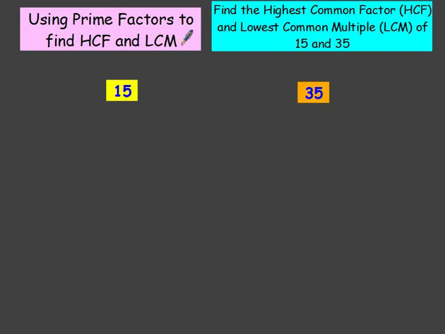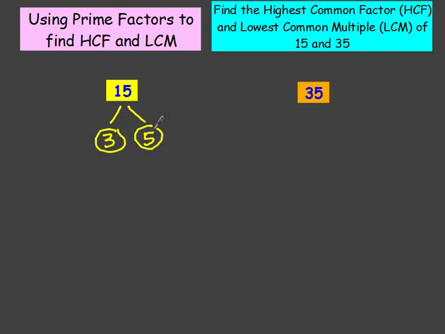Okay, we're going to look at using prime factors to find the highest common factor and lowest common multiple using a Venn diagram. So we're looking for the highest common factor and lowest common multiple of 15 and 35. I'm going to break 15 into a product of its prime factors. 15 is equal to 3 times 5.